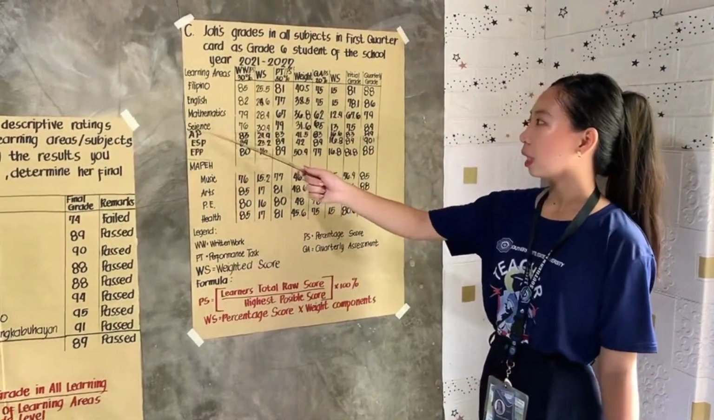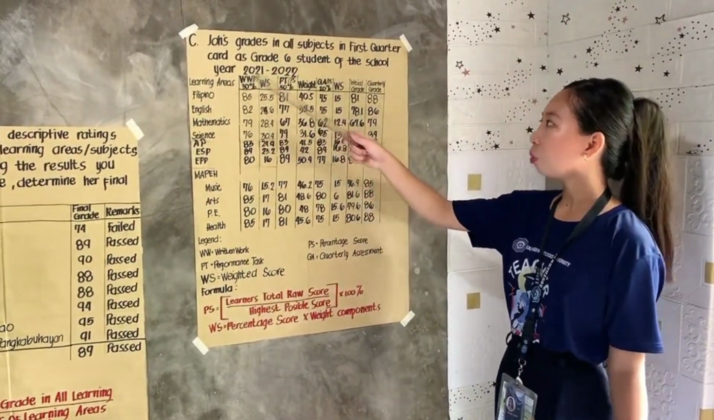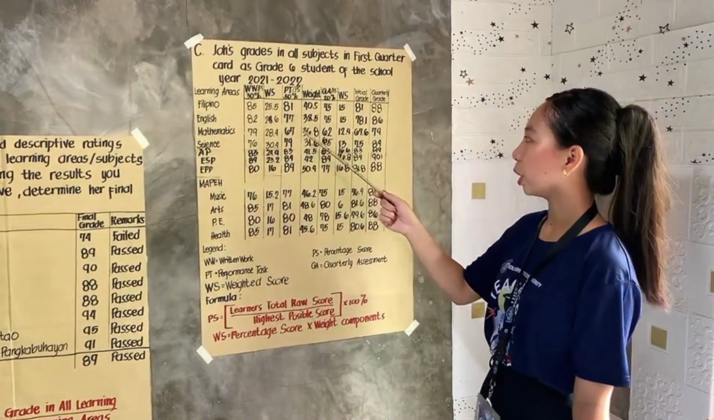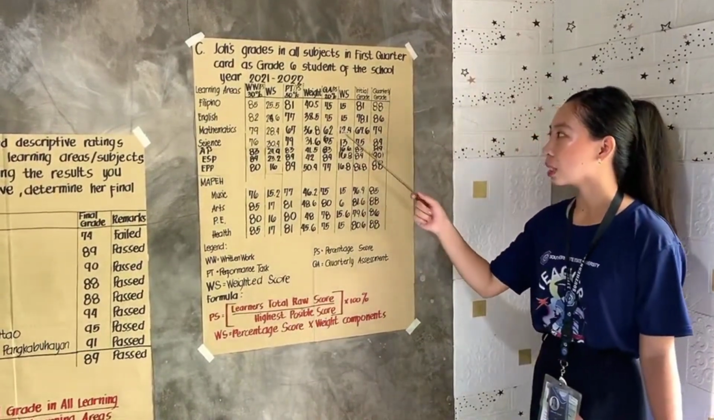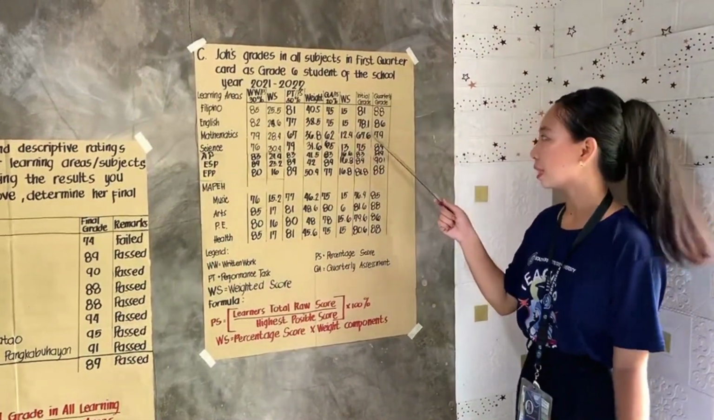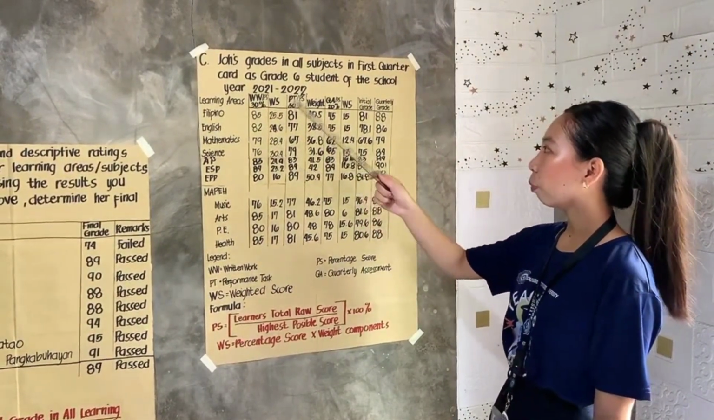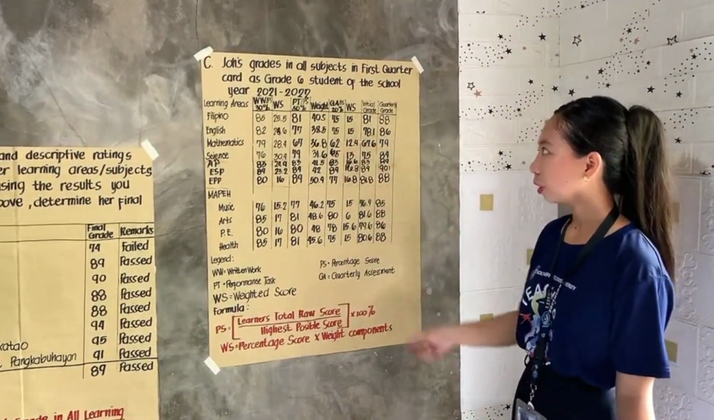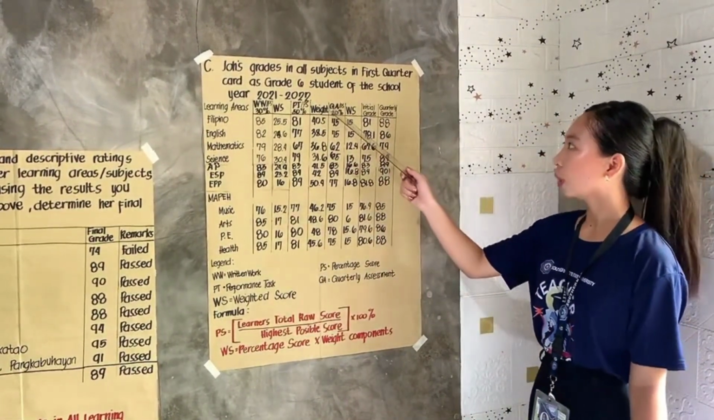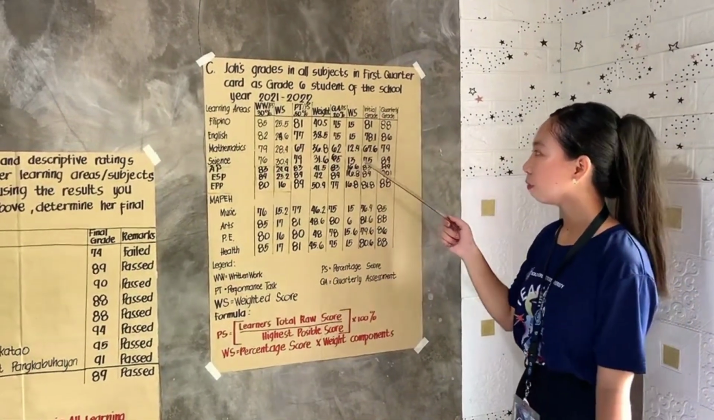So that would be 78.1. In mathematics, he got 28.4 as a weighted score in written works, and in performance task, he got 36.8, and in quarterly assessment, he got 12.4, so that would be 67.6. In science, he got 30.4 weighted score in written work. In performance task, he got 31.6. In quarterly assessment, he got 13. So the initial grade is 75.